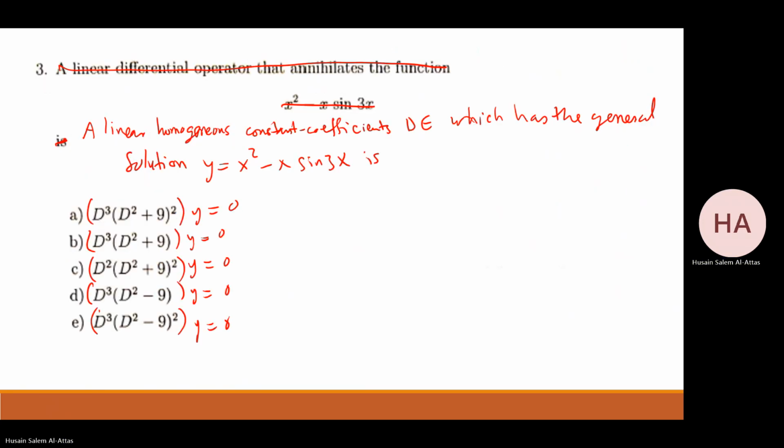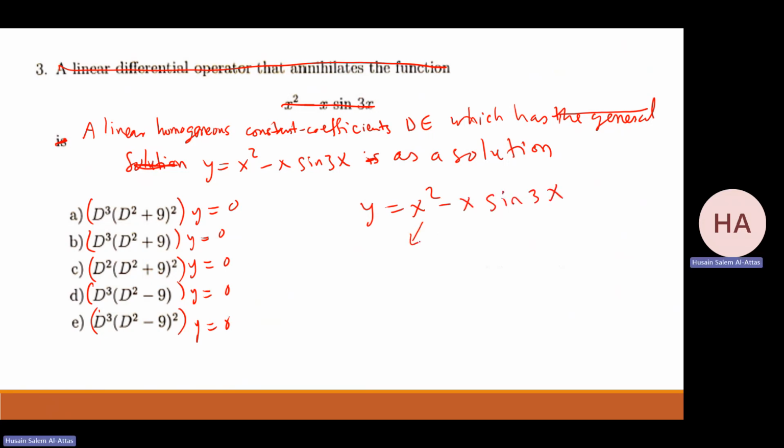Which has y as a solution. Yeah, I have y equal x squared minus x sine 3x. To reach x squared, how many zero roots do I have? I have 0 three times, because I have C1 plus C2x plus C3x squared. So C1 and C2 can be 0, but C3 is equal to 1 to reach x squared. So I need the 3 zeros to reach x squared. And here I have plus or minus 3i, but because of x, I need it 2 times.